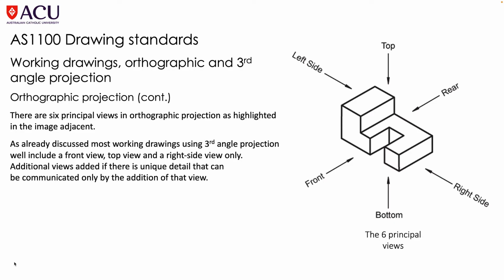As already discussed, most working drawings used third angle projection will include a front view, a top view, and a right side view only. Additional views are added if there is unique detail that can be communicated only by the addition of that view. And if you think back to the previous lecture where we were looking at the case studies, there was the cabinet which had the curved legs, and in that case they included a bottom view as well because there was detail that was very specific to the bottom of that project.